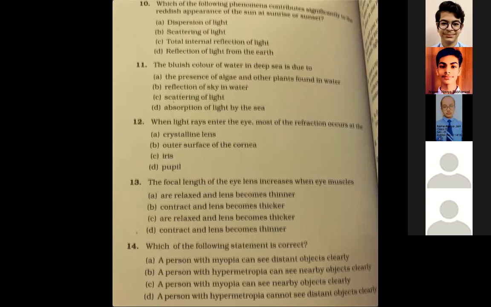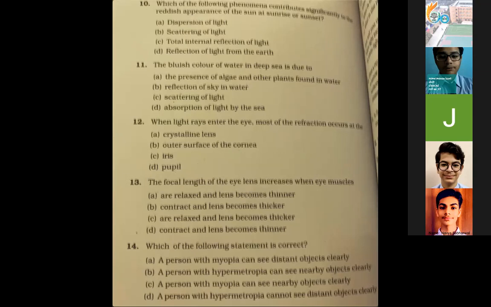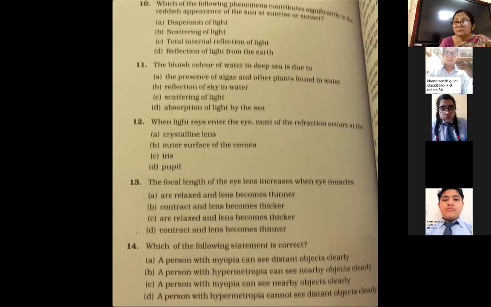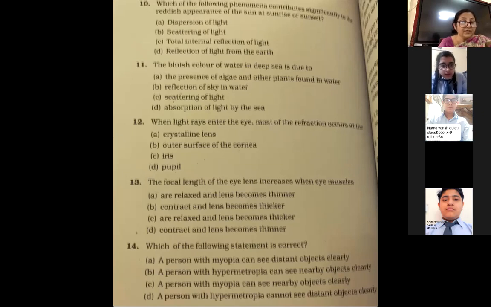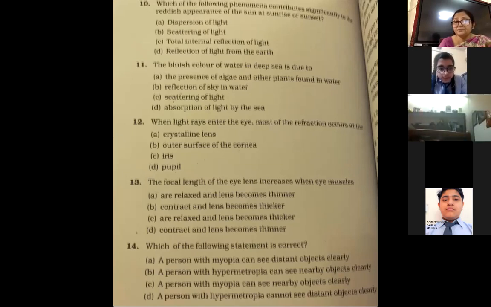Just a minute. Yes, Vidhi, can you read the next question? Okay, ma'am. 13. The focal length of the eye lens increases when eye muscles A are relaxed and lens becomes thinner. B contract and lens becomes thicker. C are relaxed and lens becomes thicker. D contract and lens becomes thinner.